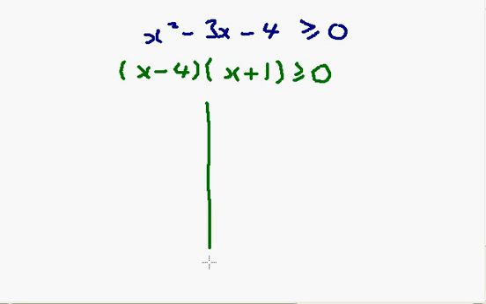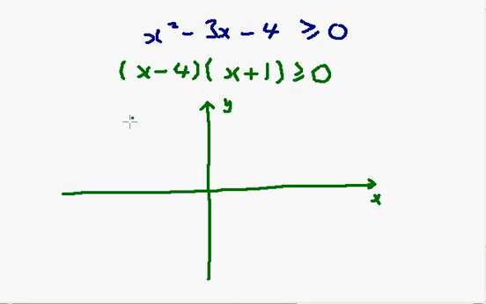Let's have a look at what this looks like actually on our graph. Here are my axes again. Here's y, here's x. I know the graph is going to look something like this, going through minus 4 on the y-axis. On the x-axis it's passing through 4 and minus 1. That's given by the brackets.